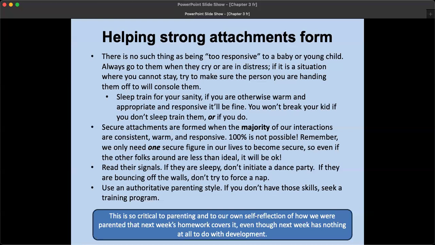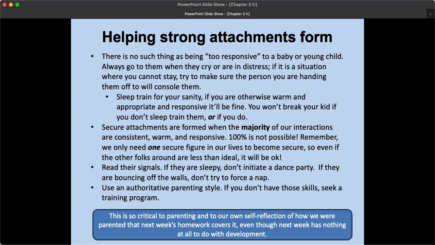Okay. So, helping strong attachments form. Here are some tips about forming good attachments. There is no such thing as being too responsive to a baby or young child. I think we have all heard people say something like, don't pick up that baby, you'll spoil them. That is not a thing. Babies and young children do not have the capacity to self-soothe. Soothing is a learned behavior. We have to learn that by having somebody show it to us.